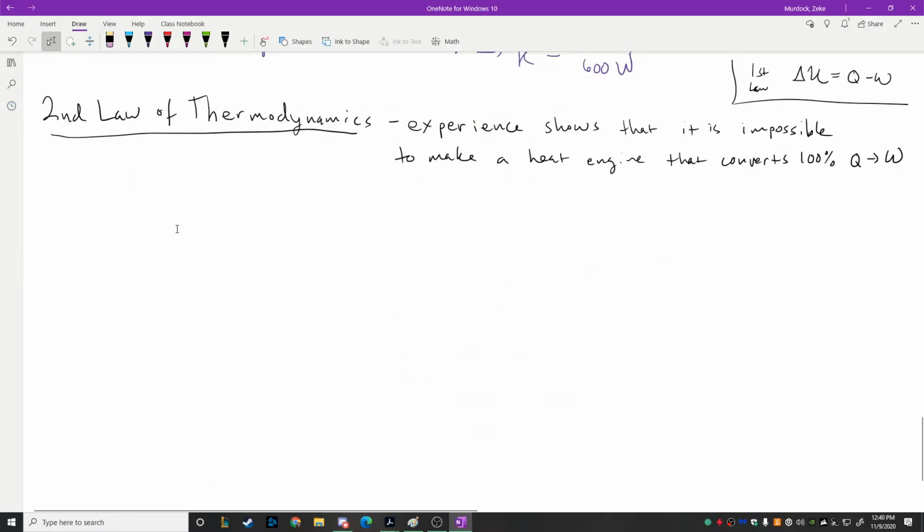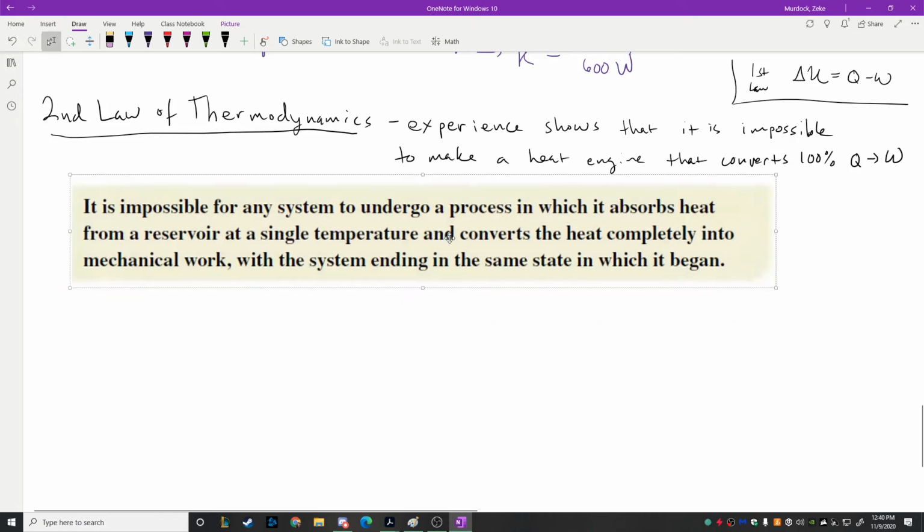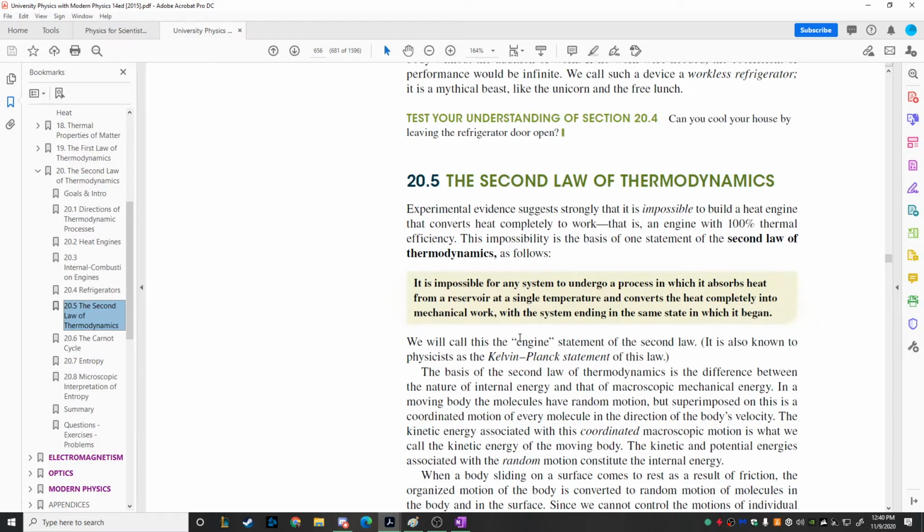It states this. So it says, it's impossible for any system to undergo a process. This is any system. It's not just about heat engines. In which it absorbs heat from a reservoir at a single temperature and converts the heat completely into mechanical work, with the system ending in the same state in which it began. So that is the second law of thermodynamics. I believe this is referred to as like the Planck-Maxwell version. Is that what they said? Kelvin-Planck statement, sorry. Or the engine statement.